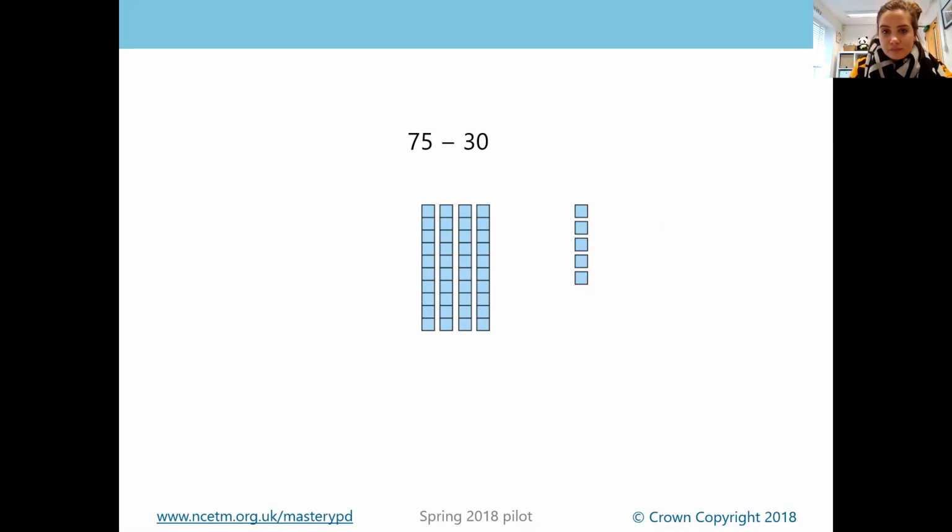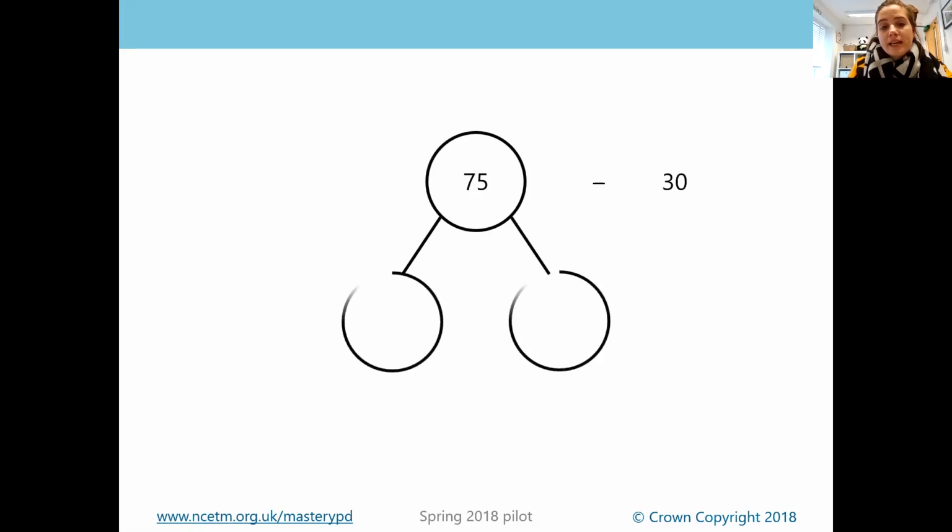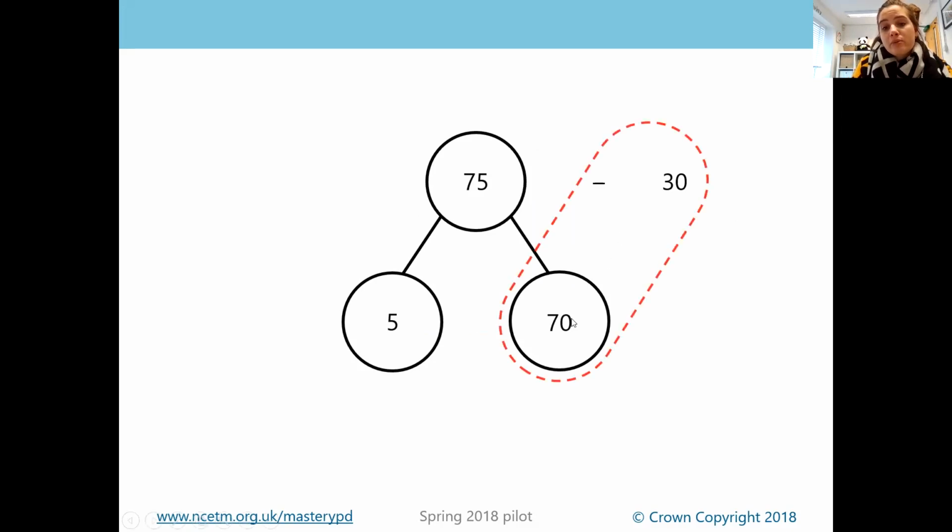Right. So we're left with 45. And we can look at this like we did yesterday as a part whole model. Remember, we partitioned our 75 into tens and ones so that we can look purely at the relationship between these two numbers, and we don't have to worry about that ones digit. So we can look at 70, subtract 30.